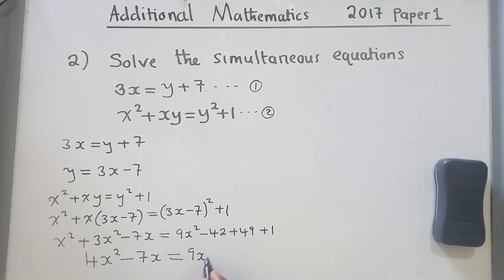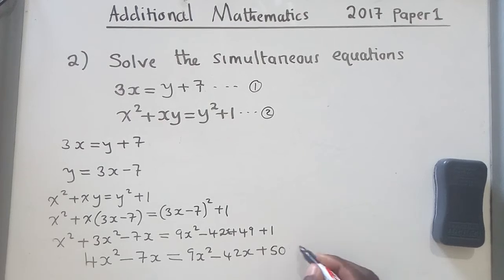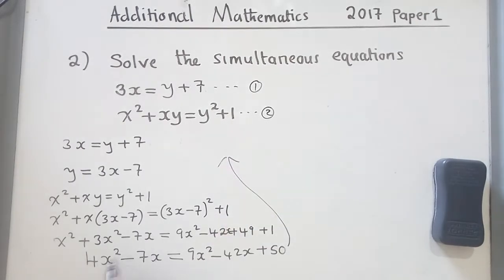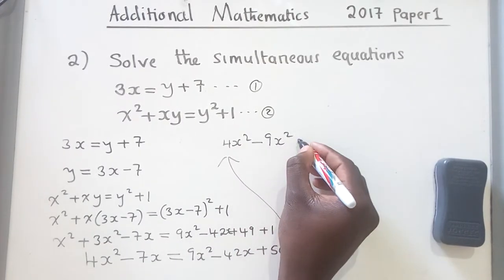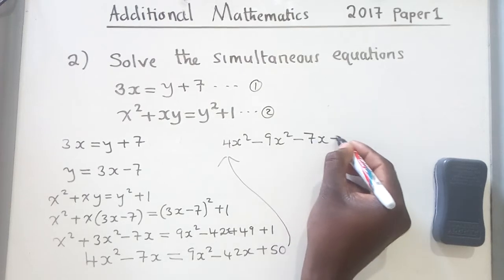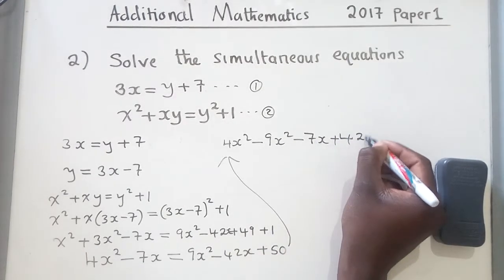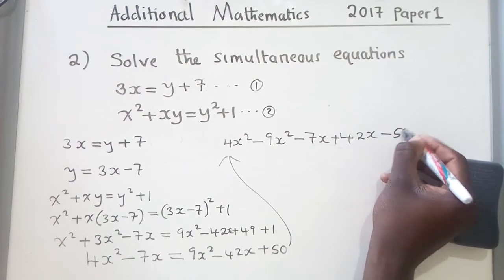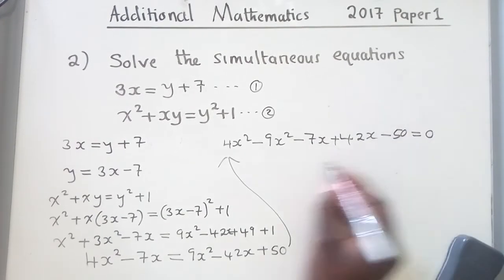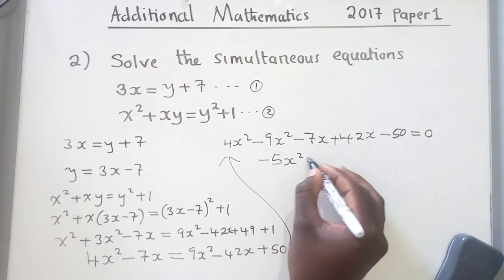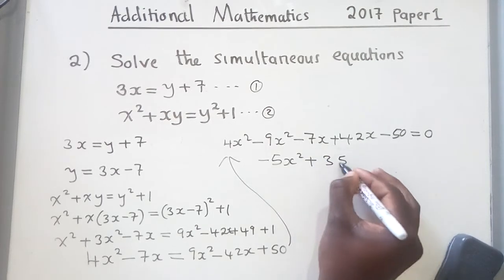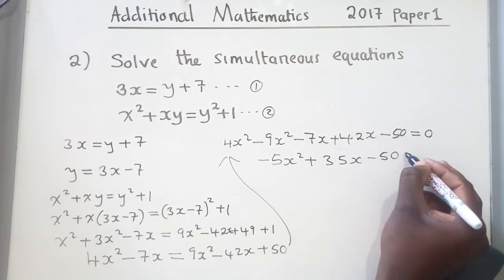This side we will have something. Actually, here there must be x. So 42x plus 50. At this point, we group the like terms, so it will be 4x squared minus 9x squared minus 7x plus 42x minus 50. This will be equal to 0. So now it will give us negative 5x squared plus 35x minus 50, which is equal to 0.